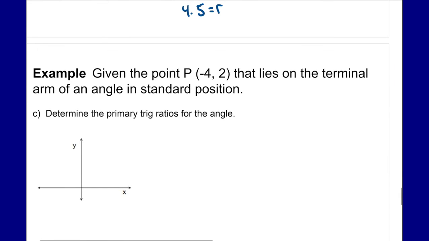Now we want to come up with the primary trig ratios. So again, I'm going to draw out my terminal arm, P (-4, 2).